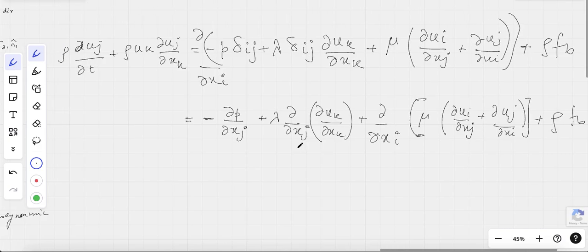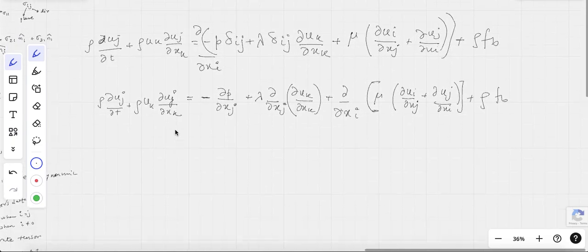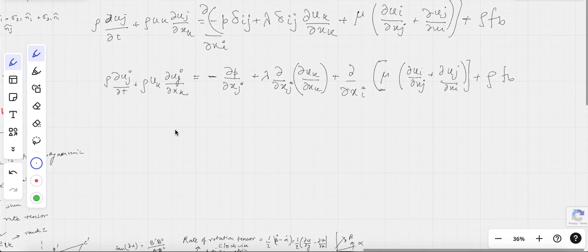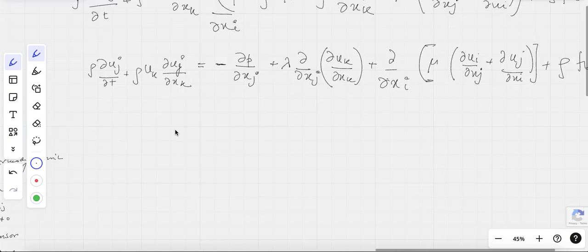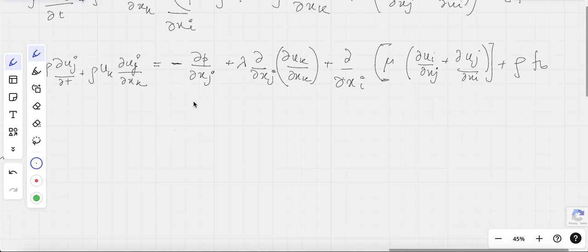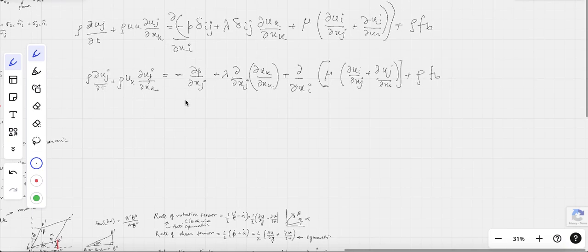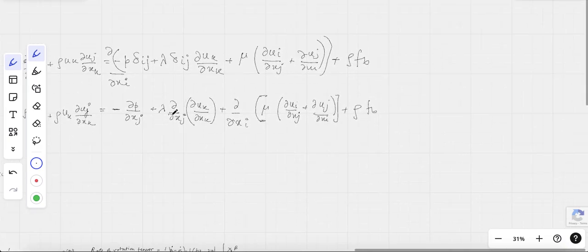So this is the Navier-Stokes equation in the conservative form. We will simplify this equation and try to bring it in the form we are most used to seeing. Now we will talk about what this lambda and mu are.